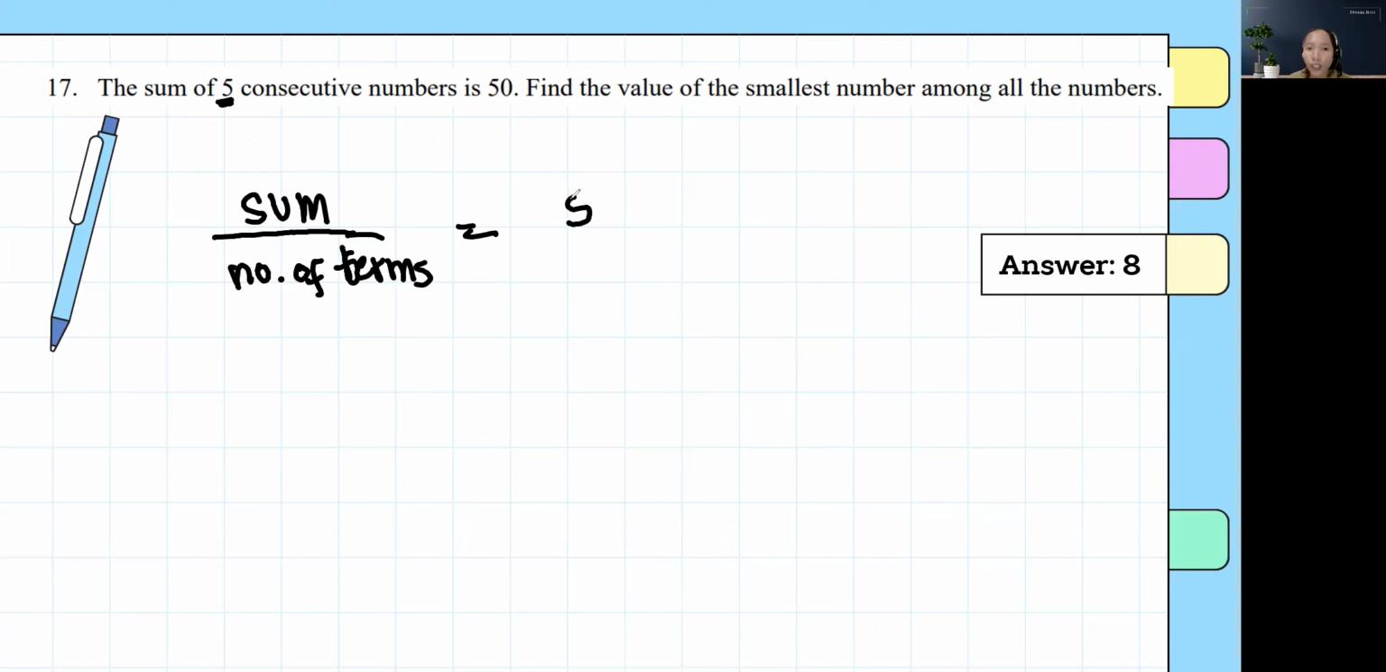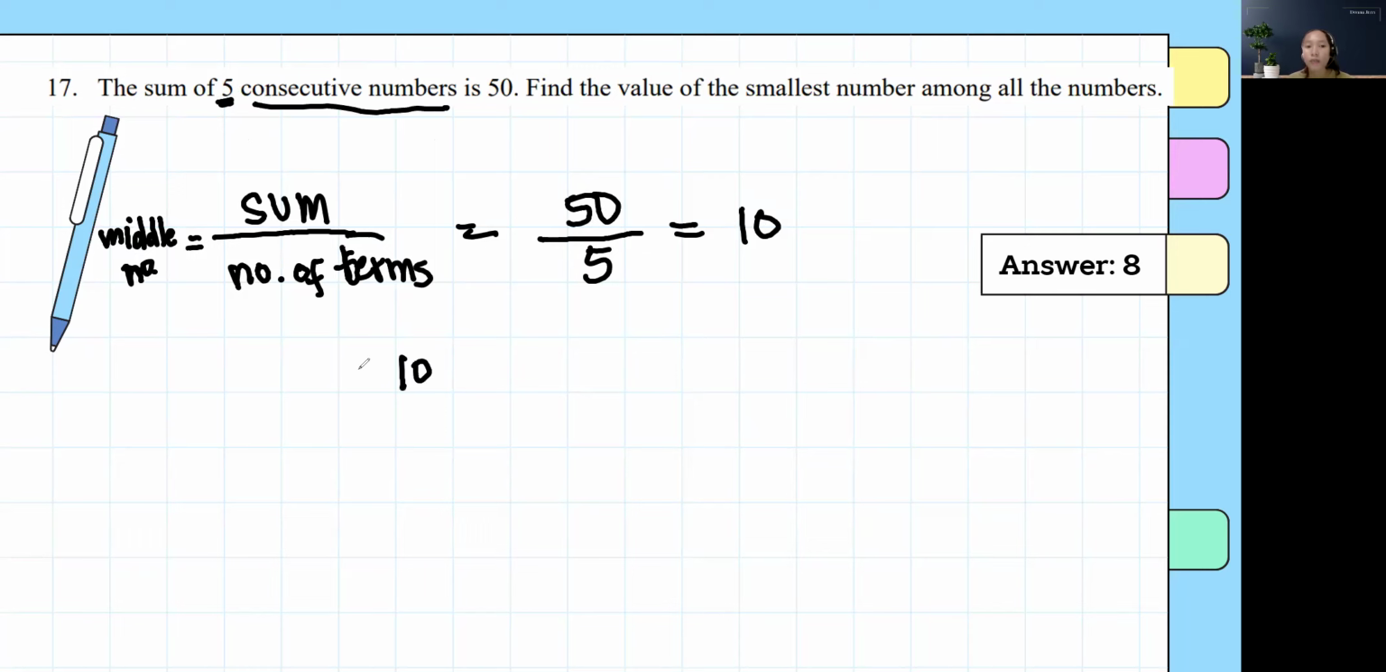So the sum is 50 according to this sentence, and the number of terms, or the count of numbers, is 5. 50 divided by 5 is 10. This will give you the middle number. This is our formula, okay? This is the middle number out of the 5 in sequence, in order. So that's the middle number, and they're consecutive numbers. So that means 9, 8. This is the third. So 2, 1. So we'd get an answer of 8. Okay, because 11 and 12 would be the other two.